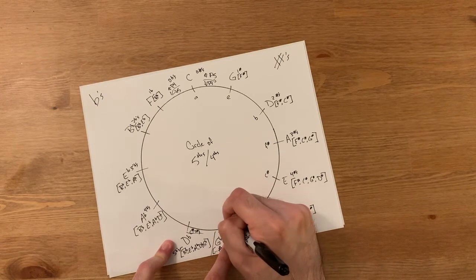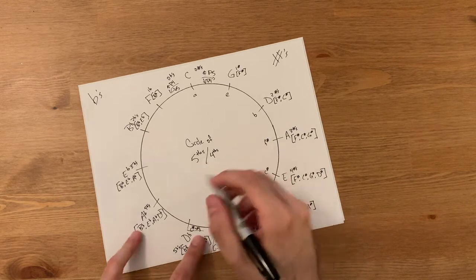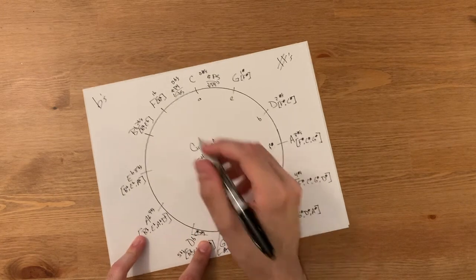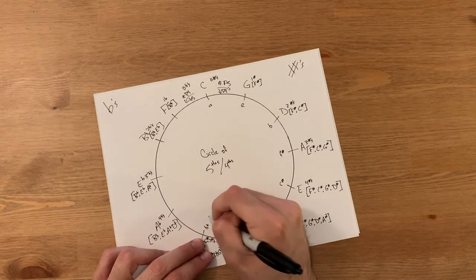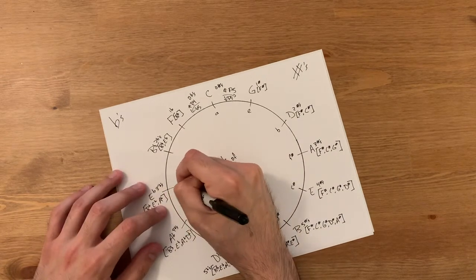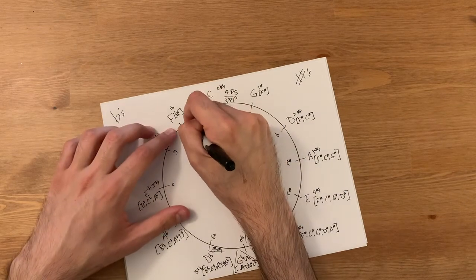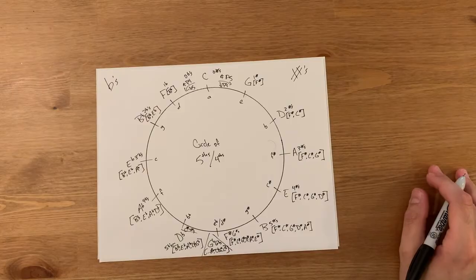Once we get to 6, we'd have D sharp minor or E flat minor, B flat minor, F minor, C minor, G minor, and D minor. So now here we have it, our completed circle of fifths.